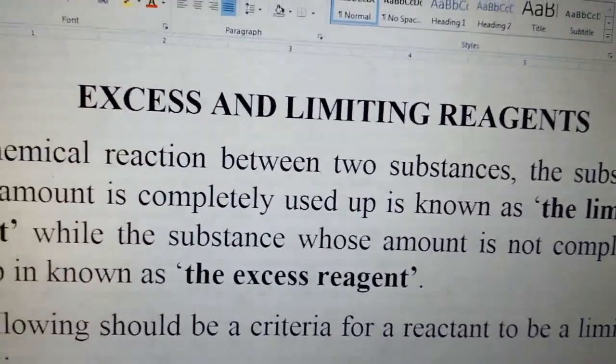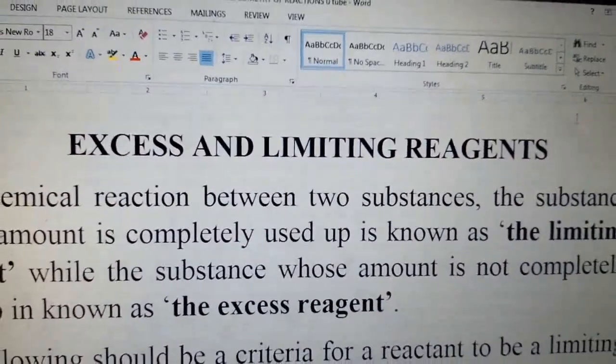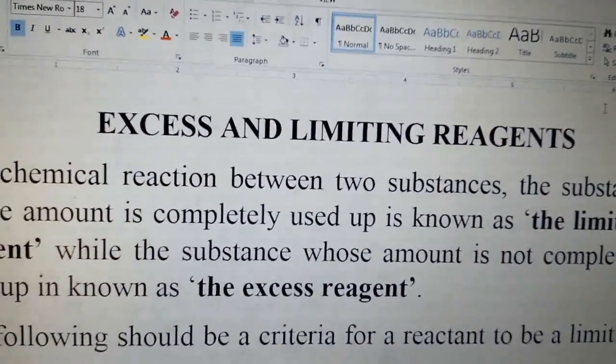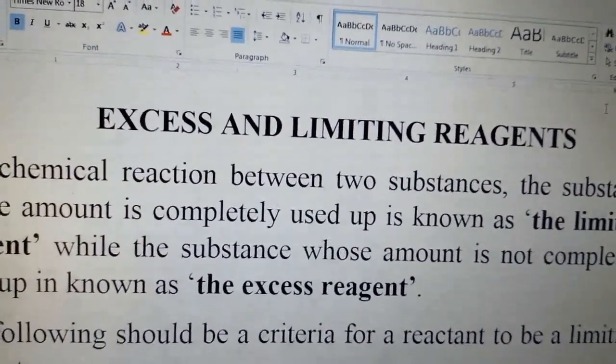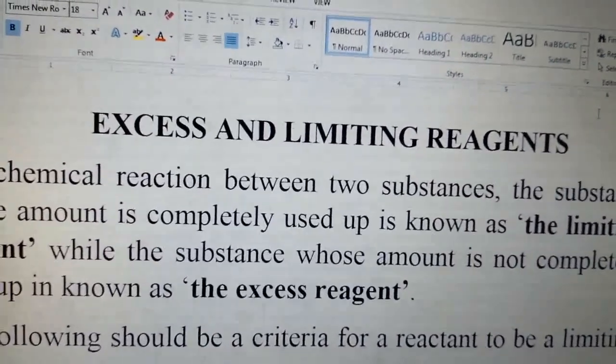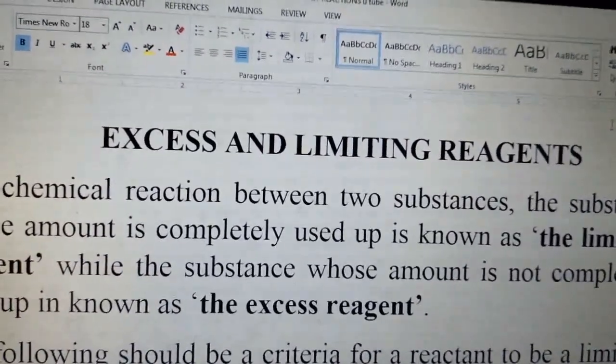and other applied sciences. Today, we are looking at stoichiometry of reactions, but we are going further to treat excess and limiting reagents.